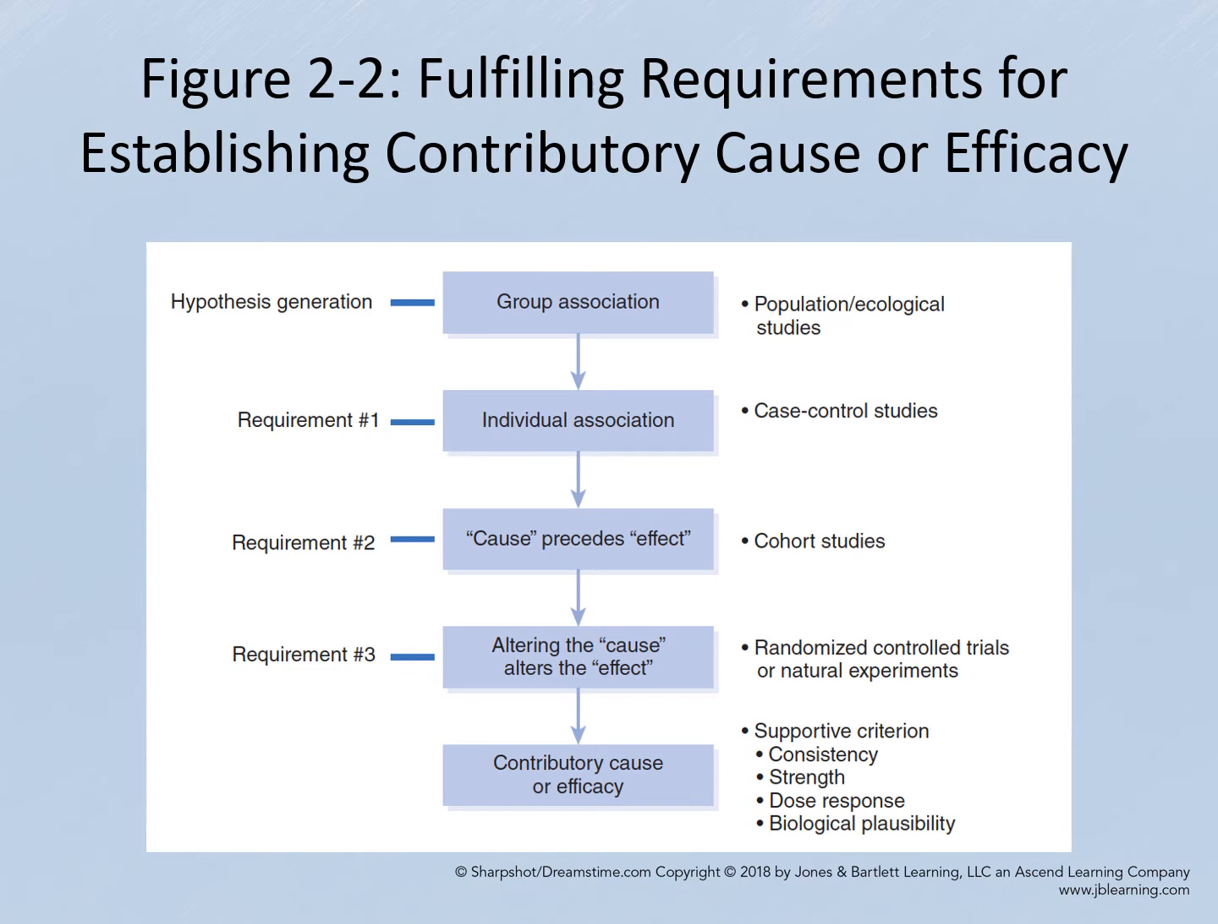So cause precedes the effect. Next is altering the cause alters the effect. Those can be studied by using randomized control trials. That is, there's an experimental group and there's a control group. The experimental group is given a particular risk factor, or particular treatment, and then we are looking at what is the effect.